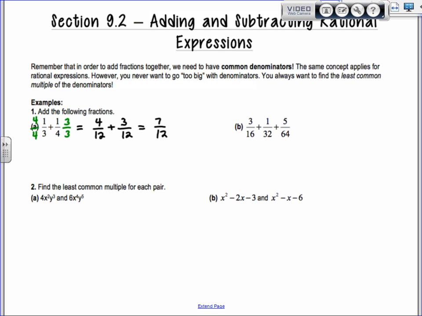So my goal is to get a common denominator. In that case, I had a 3 and a 4, and I had to use both of them, right?